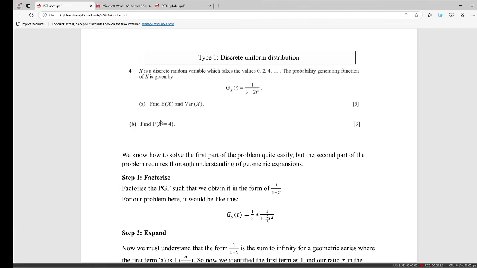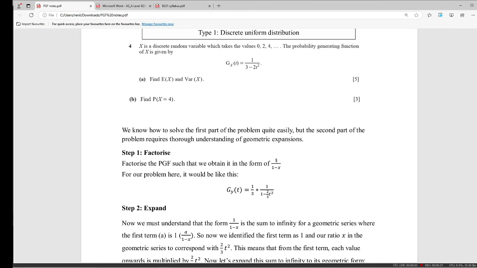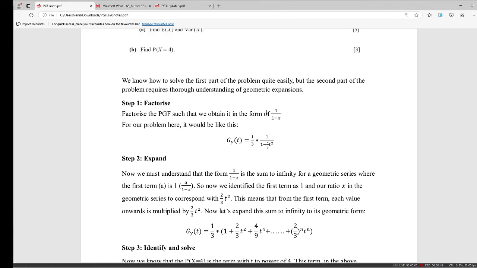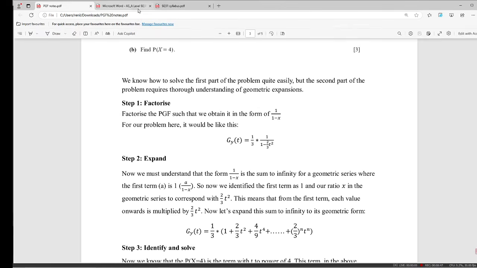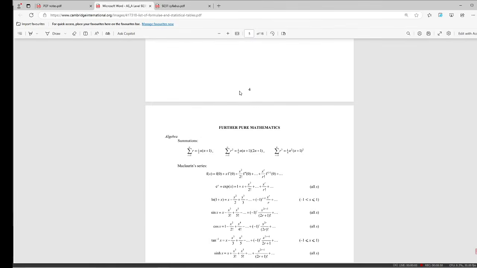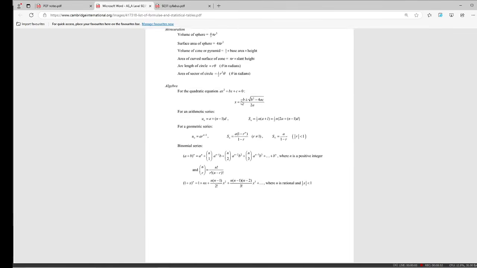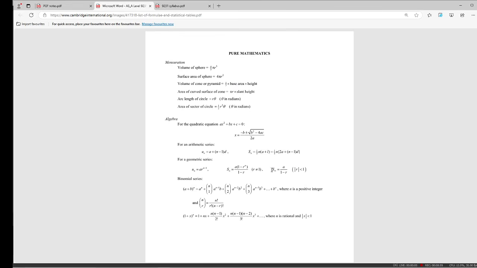But we don't know how to find the probability of x equals 4. So how will we do that? We can't just plug in t equals 4 and then get our value. That's not how it works. So the first step is to factorize in the form of 1 divided by 1 minus x. If you factorize this, you're going to get 1 by 3 times 1 over 1 minus 2 by 3 t squared. You must understand that this is the sum to infinity of a geometric expansion. If we go all the way here, you can see that the sum to infinity of a geometric expansion is a divided by 1 minus r.